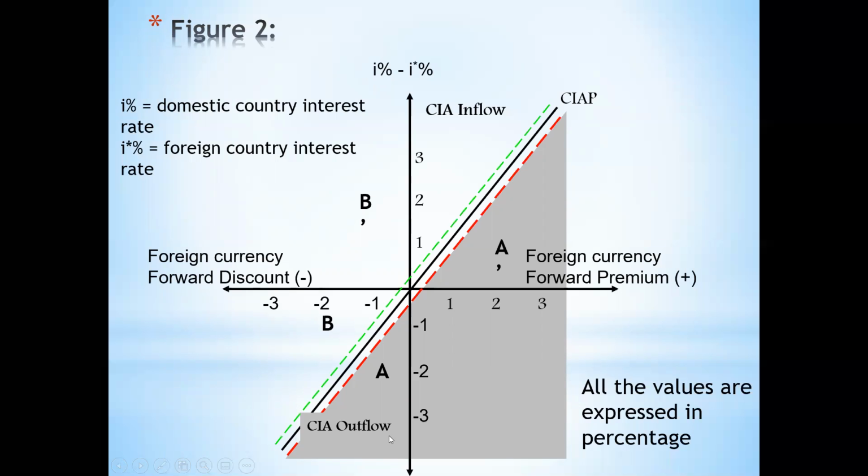That's why we call it covered interest arbitrage outflow, meaning we try to invest in the foreign country. You can see this highlighted triangle. The highlighted triangle represents the forward premium with this foreign interest rate favor point. So this triangle holds the opportunity for capital outflow investment gain.